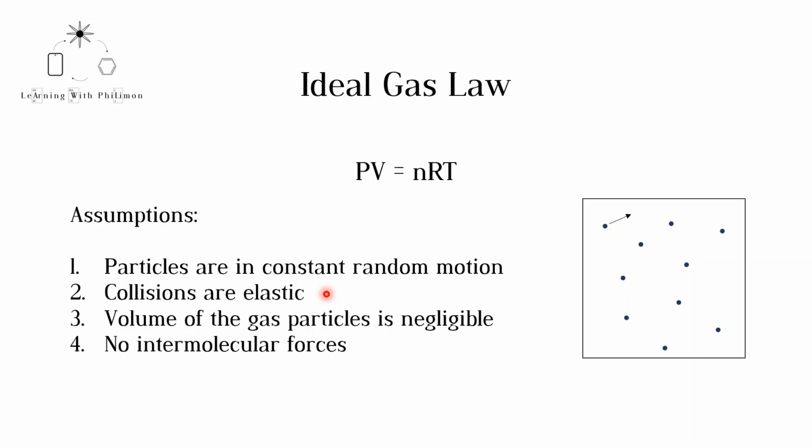The third assumption is that the volume of the particles is considered to be negligible compared to the volume of the gas. In other words, the volume of the atoms or molecules is considered to be zero. As a result, the identity of the gas particle is irrelevant. The volume of a hydrogen molecule is considered to be the same as the volume of an oxygen molecule.